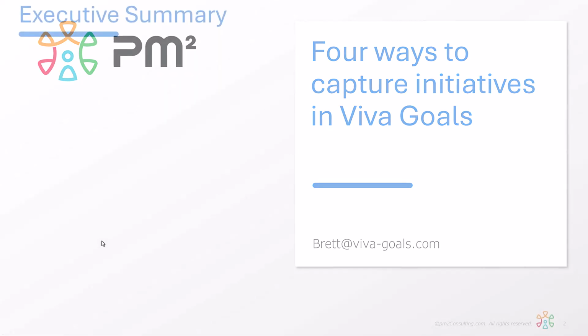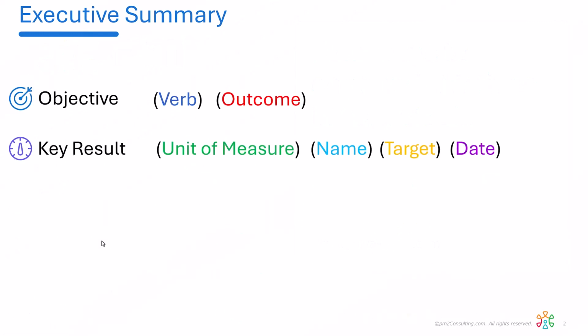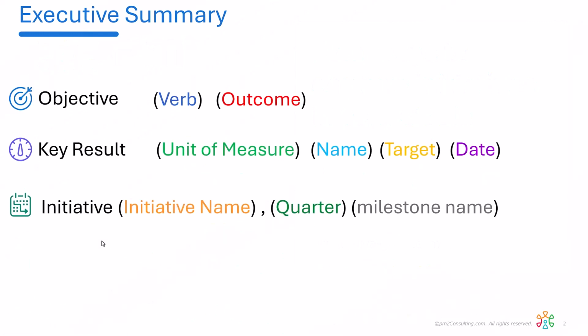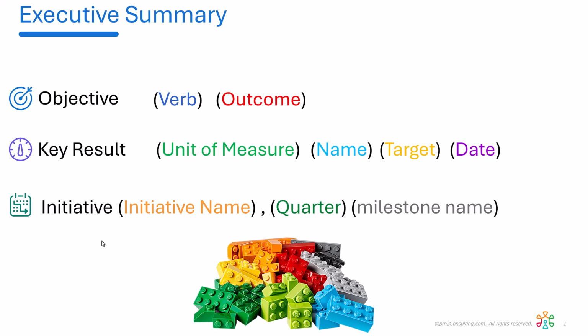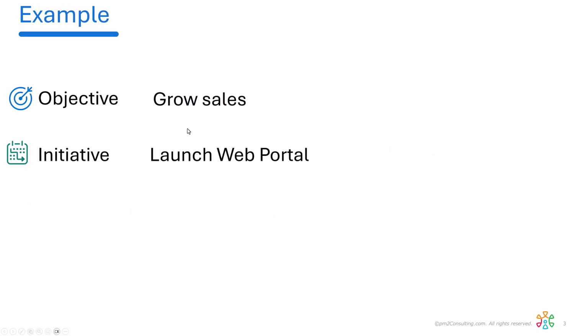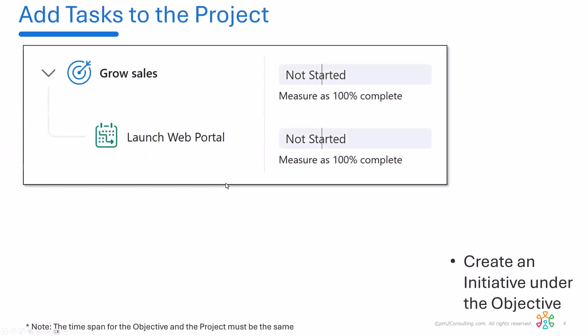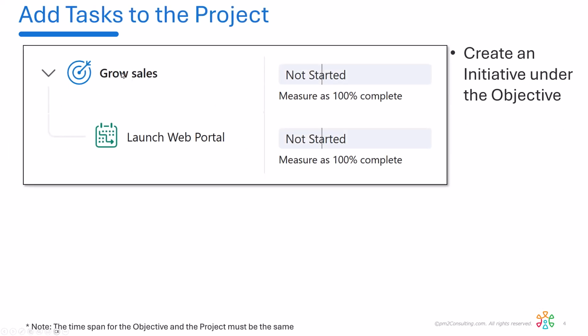Now, just as a reminder, of course, it's all built on those same three building blocks: objectives, key results, and initiatives. And that's how we build the whole structure. We're focused on how to handle initiatives here. And the example I'm going to use is the objective of growing sales, and the initiative is around programming a web portal. So here are your four options. Option one is use that objective, grow sales, and show the child project, launch web portal, or initiative.